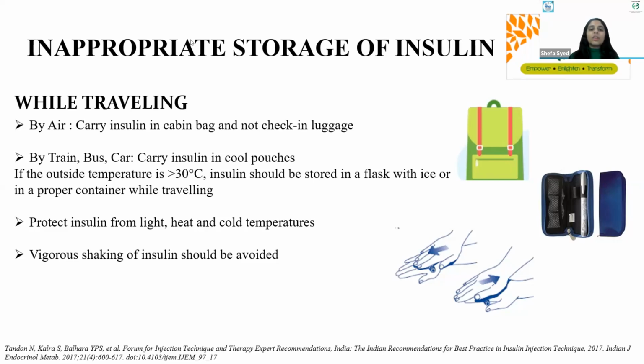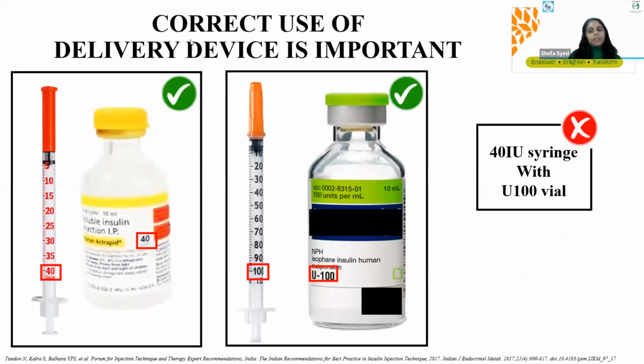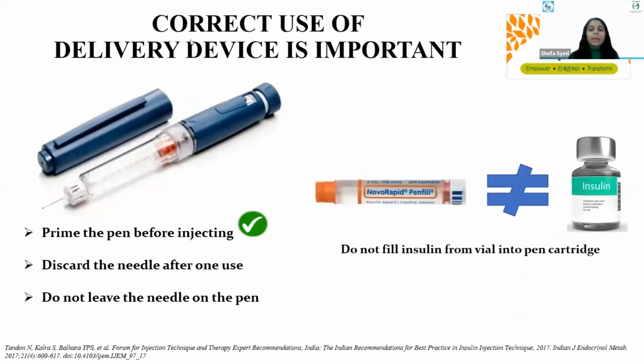Also, vigorous shaking of insulin should be avoided. Gently rolling the insulin, the vial or the pen before injecting is something that we advise. As per the correct first scenario that we understand, using the correct syringe with the correct vial. So always using a 40 IU syringe with a 40 unit vial and a 100 IU syringe with a U100 vial. Priming the pen before injecting, discarding the needle after one use, and do not leave the needle on the pen.